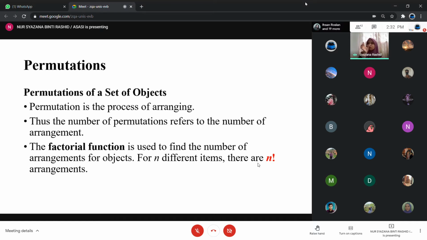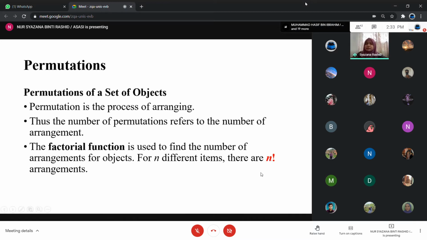So tak boleh ada buku yang sama. So 5 buku tadi mesti semua berbeza and you want to arrange all of them. You bukan nak kata arrange 2 ke 3 ke, tak. You nak arrange semua. So if you want to do that, you will apply this formula to know how many ways that you can arrange. So for example, I have 5 books just now. In how many ways that I can arrange the books?